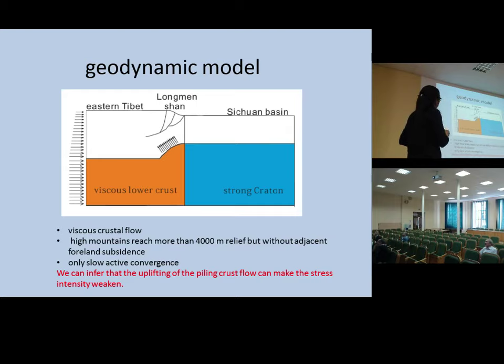So from the above research, I can conclude a simple model like this. Under eastern Tibet is a viscous lower crust, and it flows from west to east. Here is the strong basin, and the crustal flow is blocked here, and it will pile up under the Longshan. The uplifting will cause the vertical uplift of the Longshan. So we can infer that the uplifting of the piling crustal flow can make the stress intensity weaken. It is my guess.